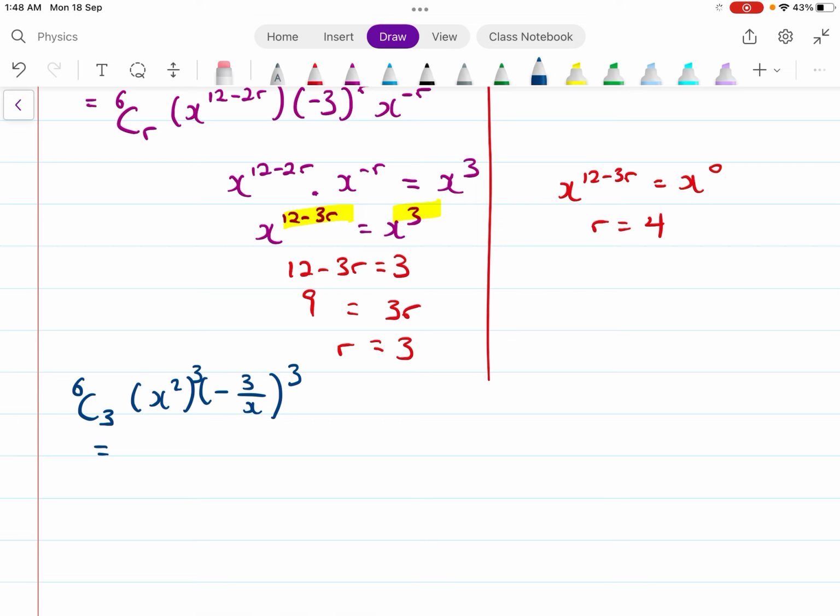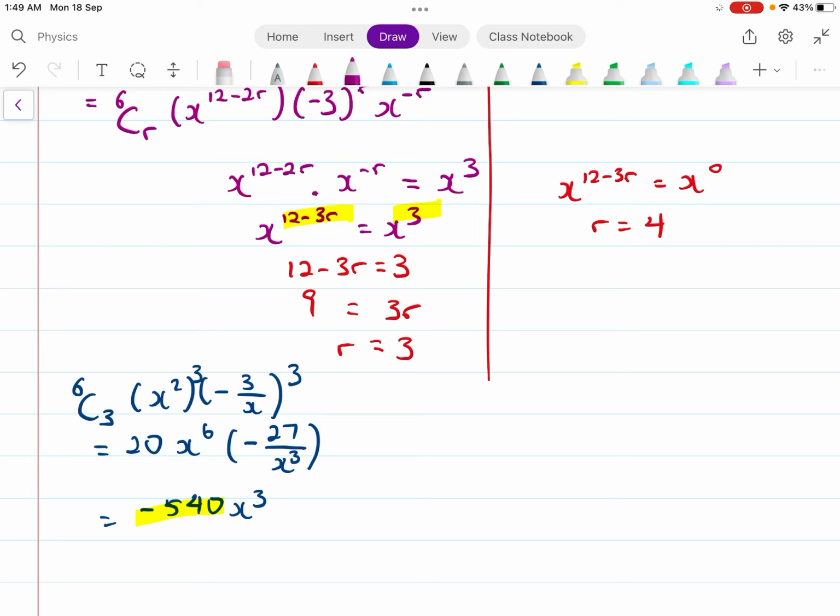So for the 6 choose 3, you need to use calculator. So it's about 20. Then this will be x to the power 6. And the second bracket, when you cube something, the negative will still be there. So this is 27 over x cubed bracket. So next thing will be 20 times negative 27. So this will give you negative 540 x cubed. So the coefficient of your x cubed will be negative 540.